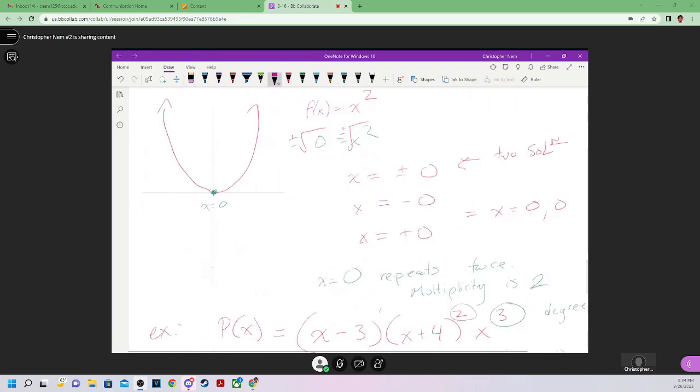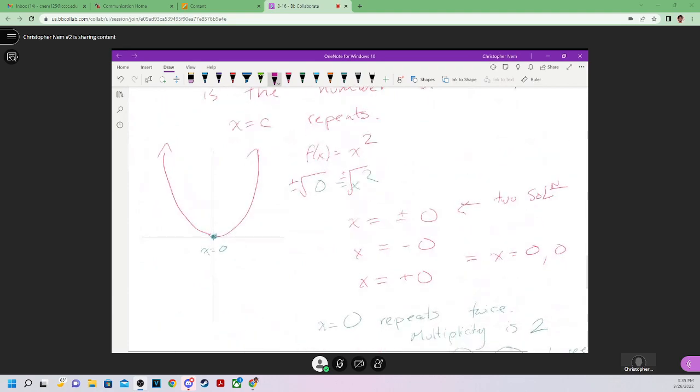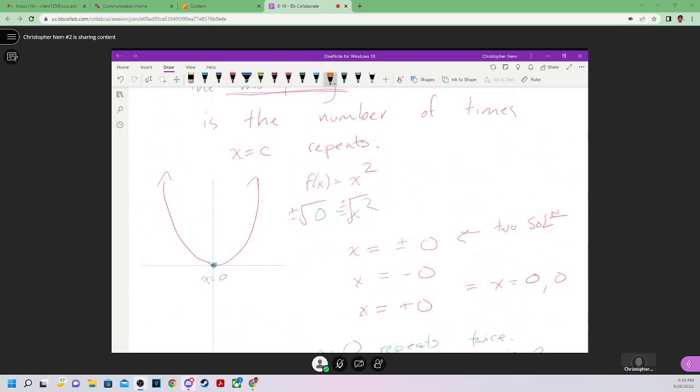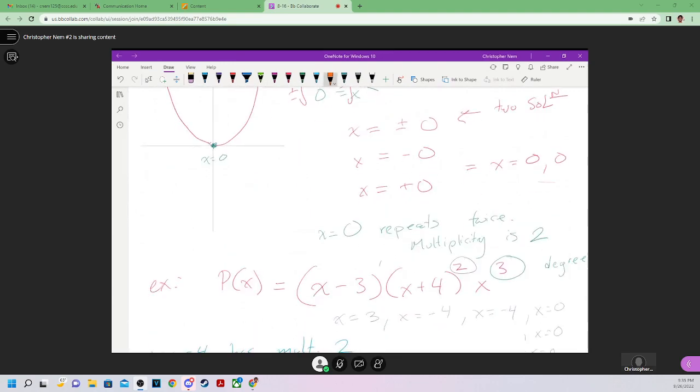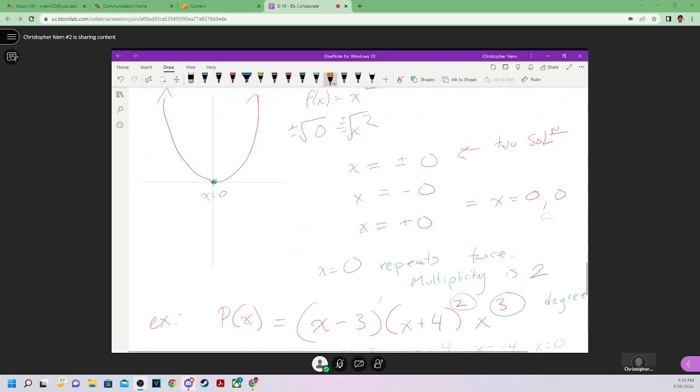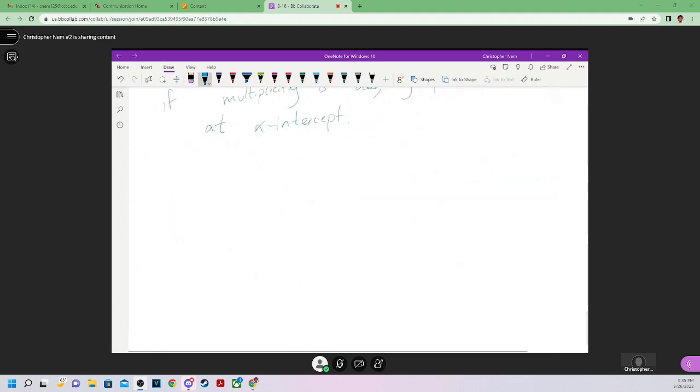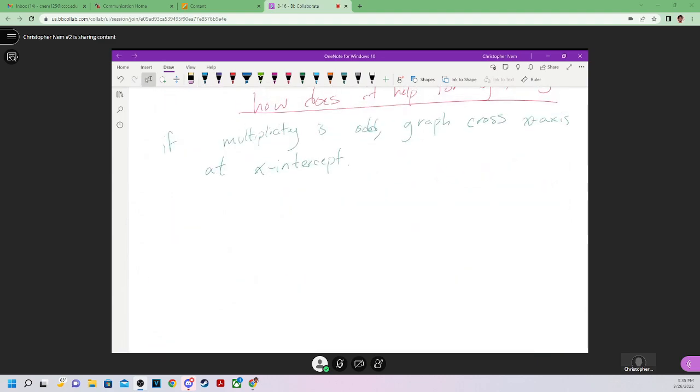Well, over here, the multiplicity of f of x equals x squared is an even number. The multiplicity of 0 is 2 in this case. It repeats twice, which means that I don't cross my x-axis. So when I was drawing this out, notice that I touched the x-intercept, but I immediately bounced upwards. So we're going to state that if the multiplicity is odd, the graph crosses the x-axis at the x-intercept.